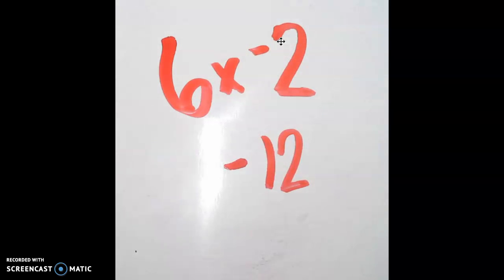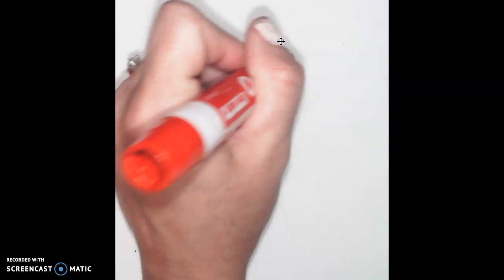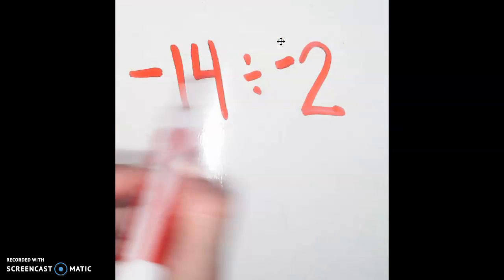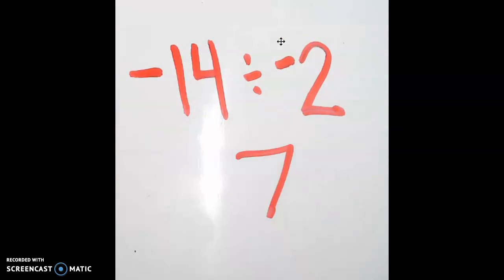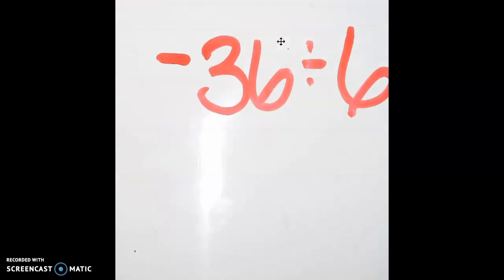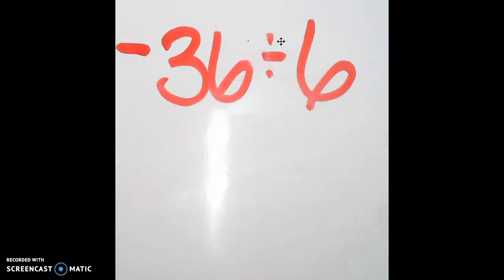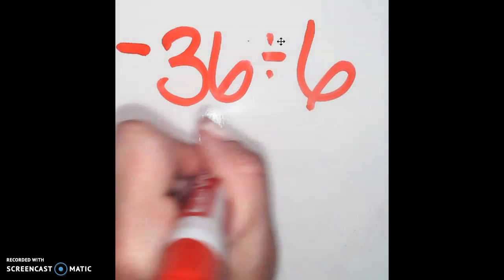And it's the same thing with division. If I have negative 14 divided by a negative 2, I have two negatives, so that makes the whole thing positive. But if I have, let's say, negative 36 divided by 6, I have one negative, which makes the whole thing negative.